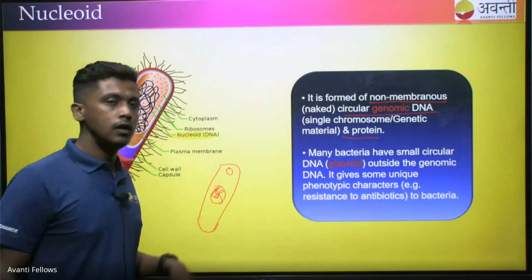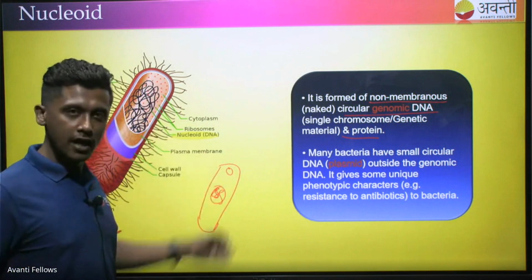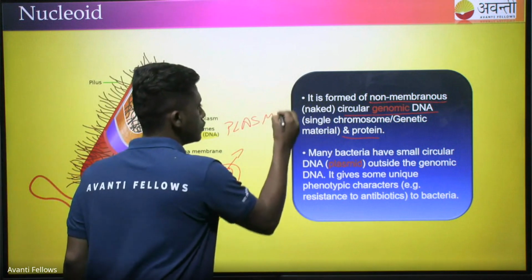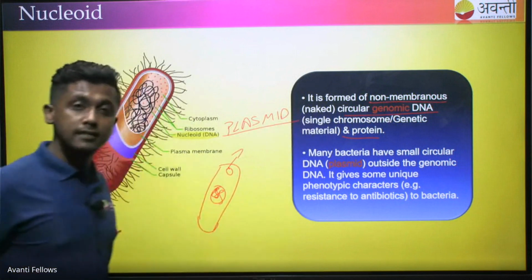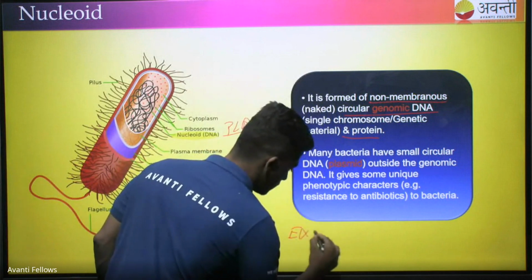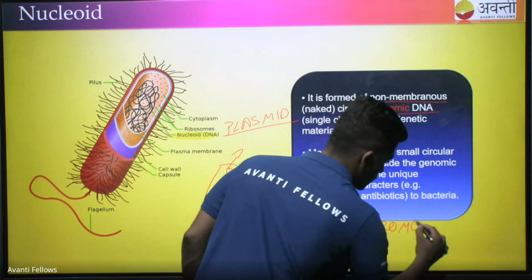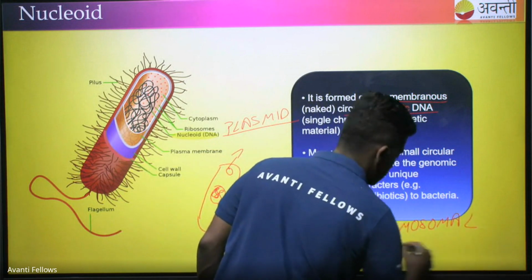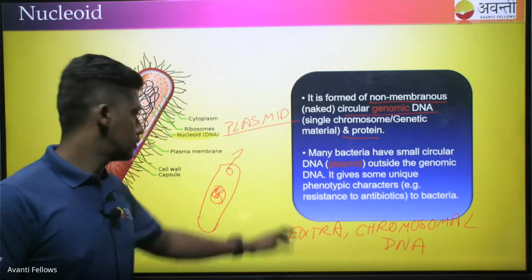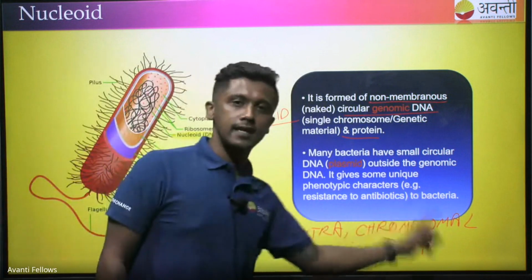For example, one of the genetic materials which is outside the nuclear region is called a plasmid DNA. So a plasmid DNA is an extra chromosomal DNA. Now, why do we call it extra chromosomal DNA? Because it is not within the nucleus, right? It is outside the nucleus. That is why we call it extra chromosomal DNA.